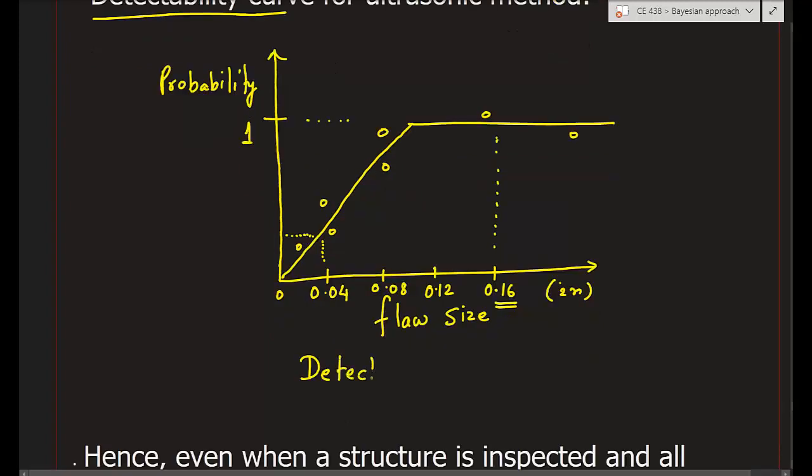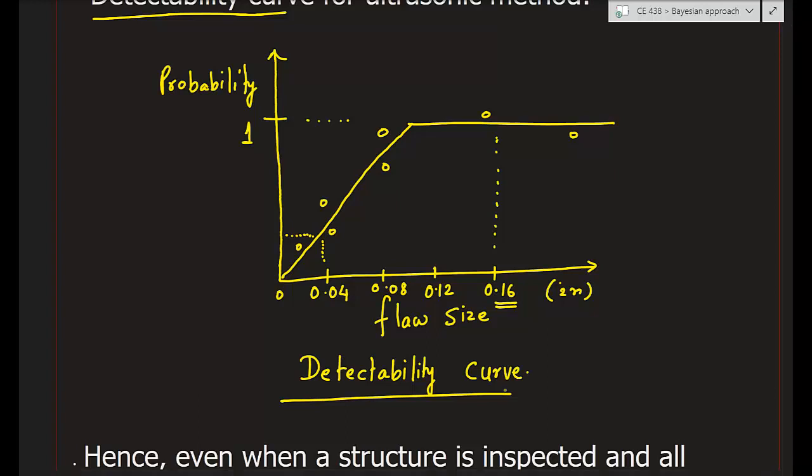So this is the detectability curve. Now if you see this graph, one important point: if we have a very small size crack, there is a very small probability of detecting it. This means I cannot detect all the flaws or all the defects inside a crack. So there will be some cracks that are left and have not been detected by the sensor.